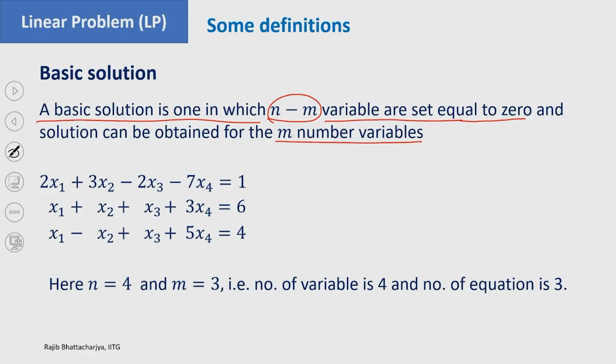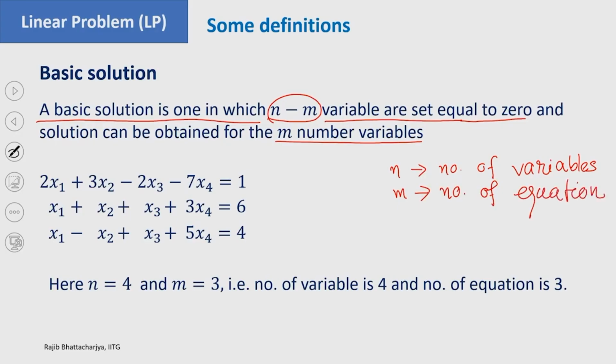Suppose n is the number of variables and m is the number of equations. Now, in this case n is greater than m, that means the number of variables is more than the number of equations, that third condition we have discussed already.